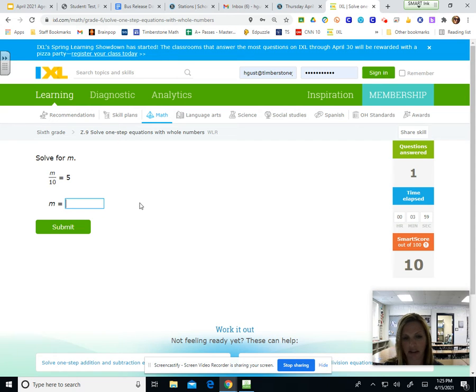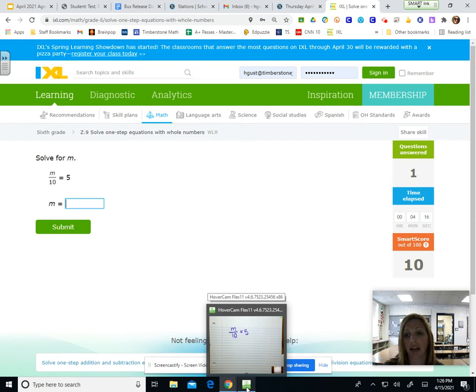Now here is another example that I want to make sure you understand. It says m over 10, which means m divided by 10 equals 5. So what this is actually asking me is what divided by 10 equals 5. So I can either think how many times is 10 divided into something to get 5, or I can use my inverse operation and I can think instead of dividing by 10, I can multiply both sides by 10.